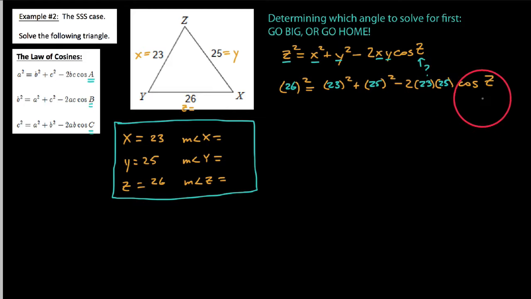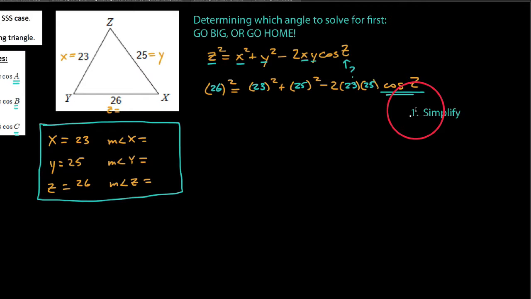So in order to solve for Z here, first of all, let's make sure we write a note. We are going to, 1, simplify both sides, 2, isolate the trig function, and then 3, use inverse trig functions to find the angle.